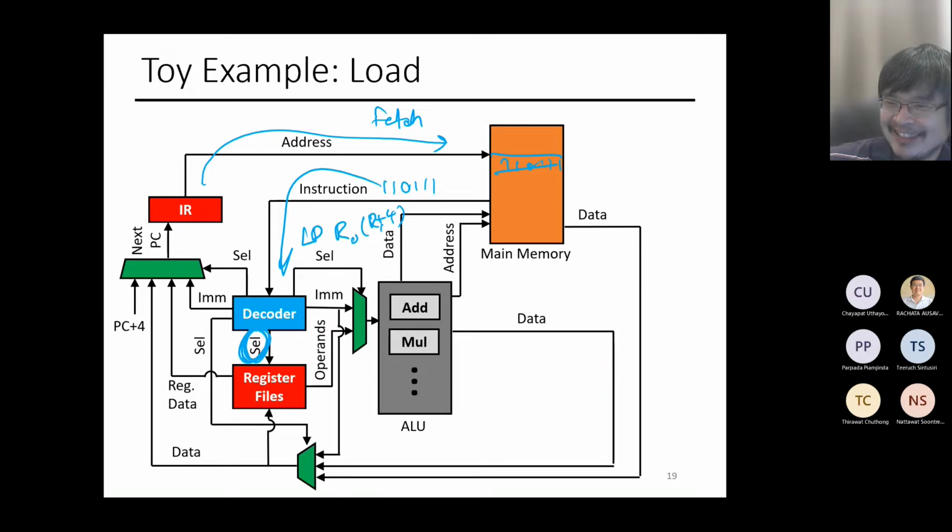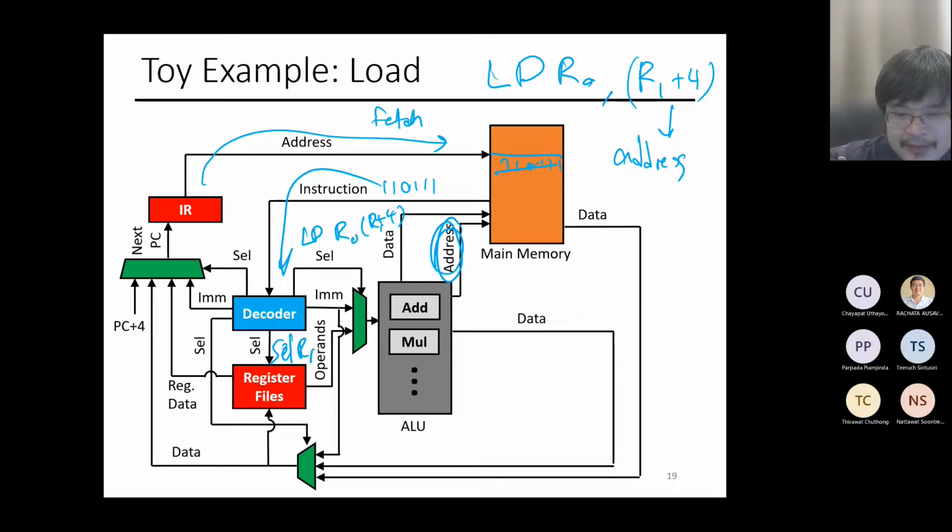I want R1, right? What is the address I want to fetch? R1 plus 4. So this select should select R1. What is the second operand to my load here? Again, remember it's load R0, R1 plus 4, and this thing is my address. So in order for me to get this address, I need to do what? I need to add what and what together.